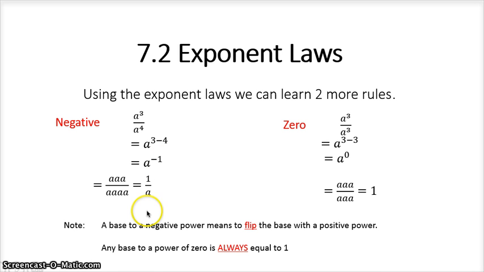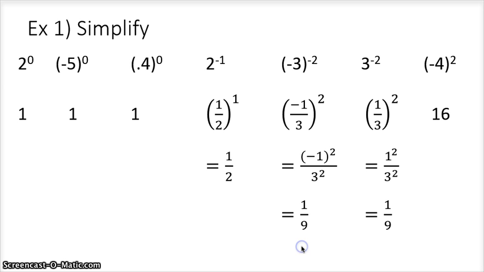All right, so key rules. A base to a negative power means flip the base and write it with a positive power. And any base to the power of 0 is always equal to 1. Okay, so any base to the power of 0 is equal to 1 because your base did not appear. So let's look at these examples.